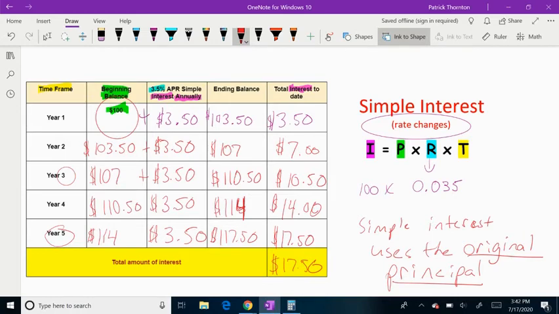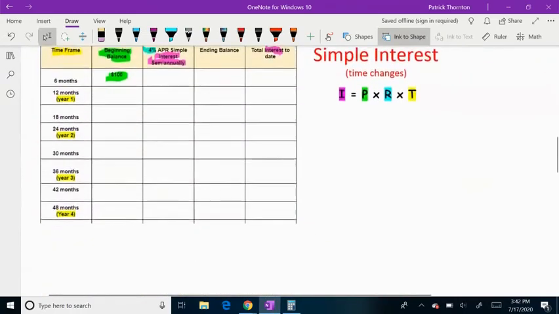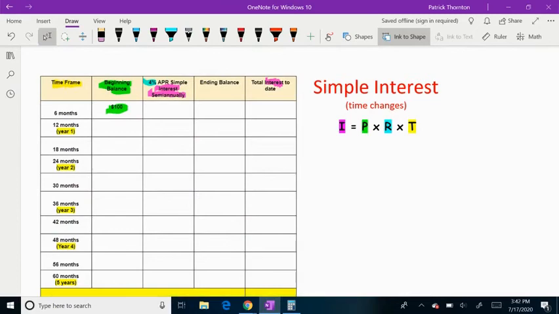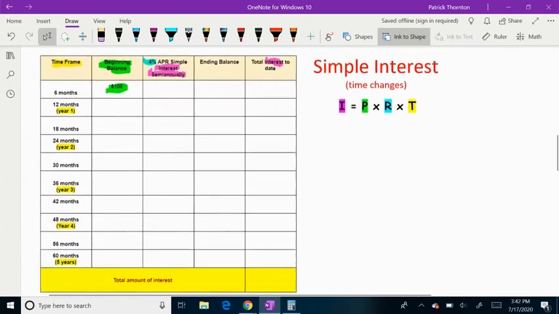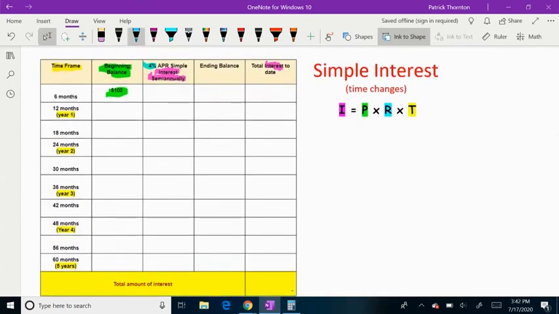Let's see one more example here. That might be trickier. Okay. Now in this one, it looks quite a bit like the last one we did, except that we are adding our interest semi-annually. Remember, semi-annual means every 6 months. So in this case, I'm going to be taking every 6 months and I'm going to be adding that interest in.